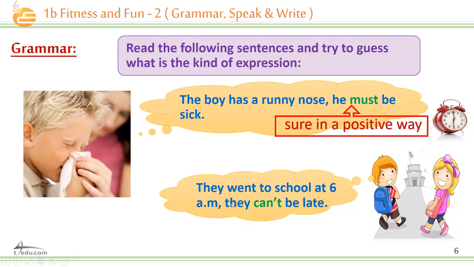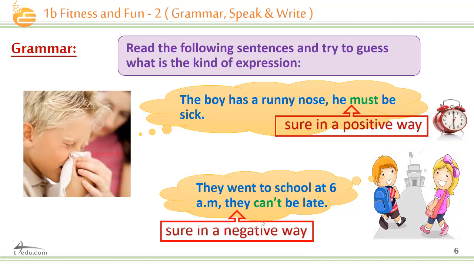They went to school at 6 a.m. They can't be late. So I'm sure they weren't late, but it was in a negative way. Yes, sure in a negative way because we added the negation form. So we are sure they went early. I'm sure that they were early at school, but they can't be late at school because they went at 6 a.m. in the morning.